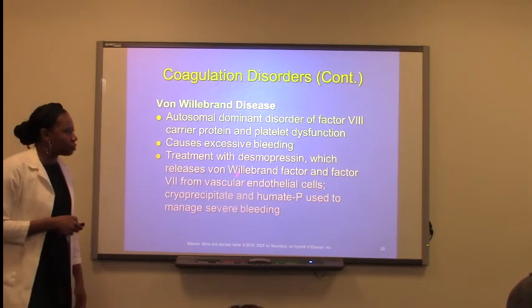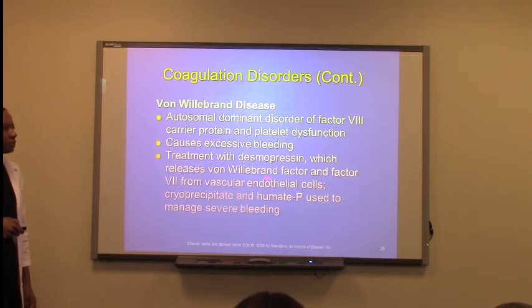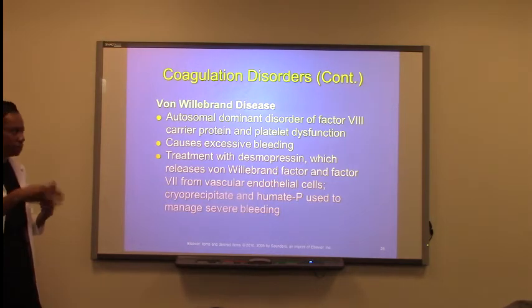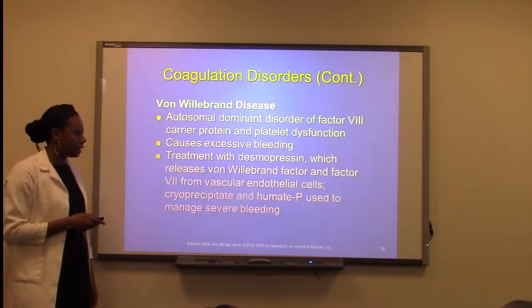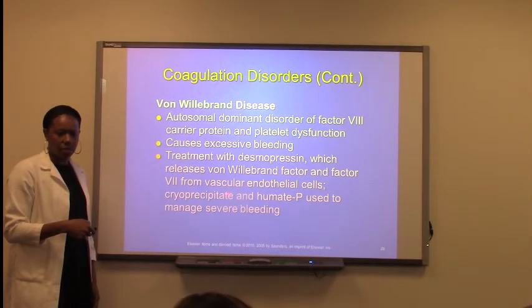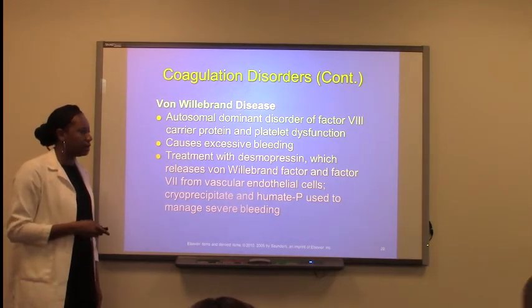Now, the treatment with desmopressin again will release the von Willebrand factor, and also factor 7, which will therefore help with the whole clotting situation. They can also give them cryoprecipitate to further enhance and give them the clotting factors that they're missing.